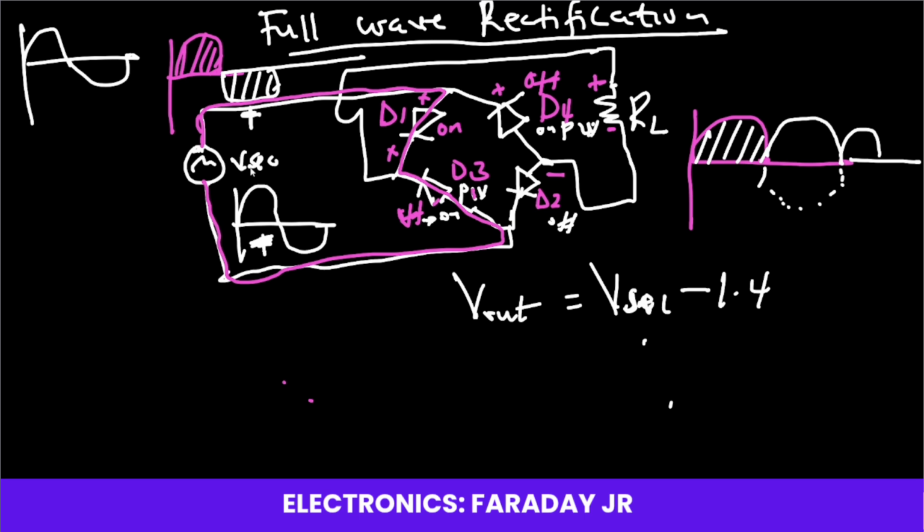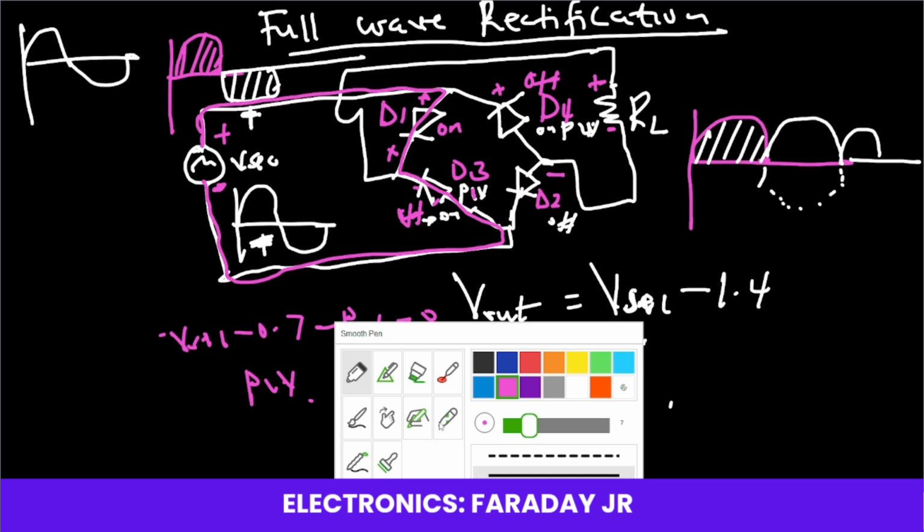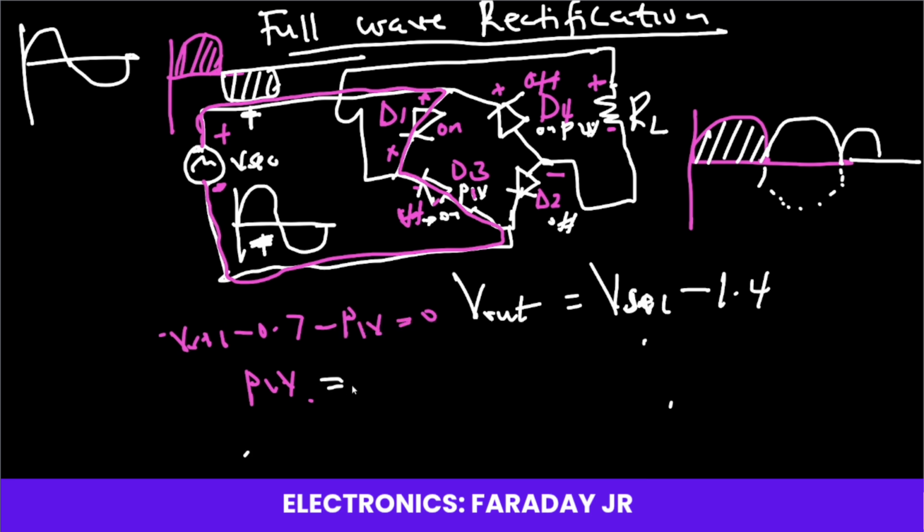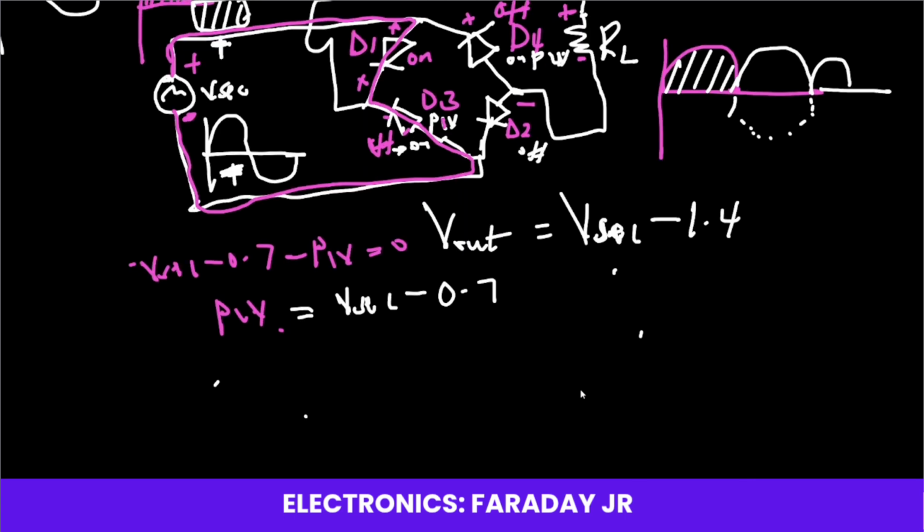Okay, so let's go. First of all, we have here to be positive and here to be negative. From negative to positive will give us positive V sec. And then from positive to negative, that was the voltage drop of 0.7. And then from positive to negative, that will give us minus PIV, and this should be equal to 0. Meaning that our peak inverse voltage will be equal to the secondary voltage minus 0.7. That is basically what we are getting.